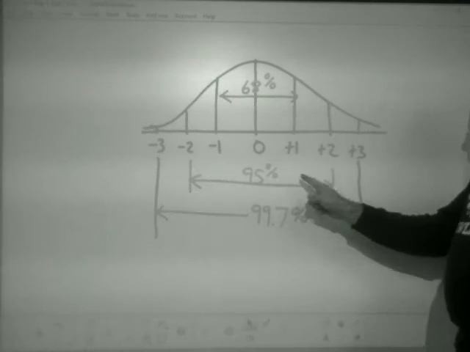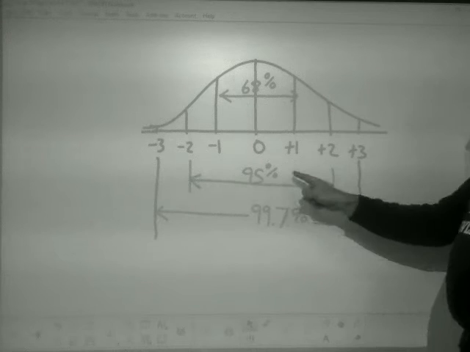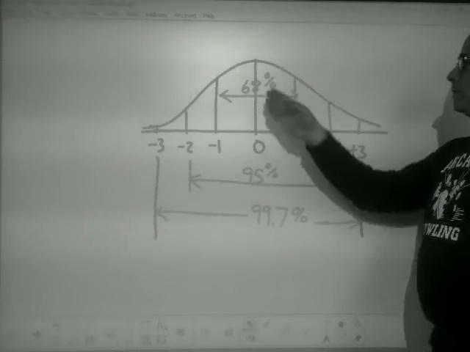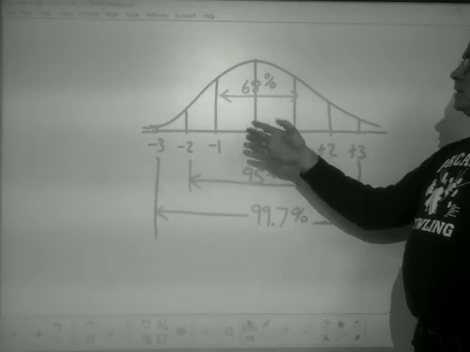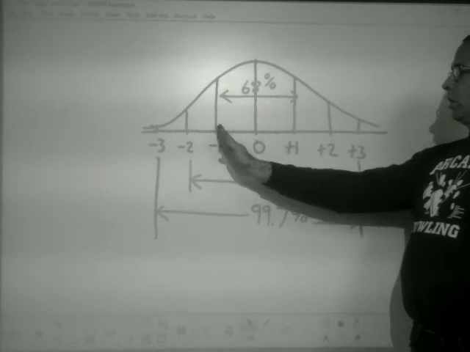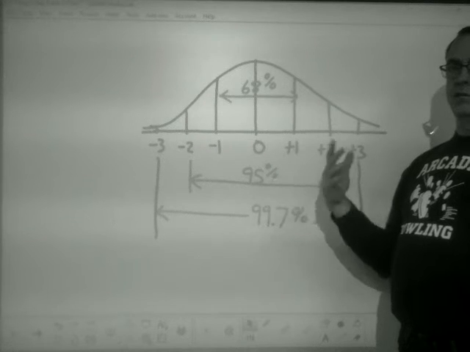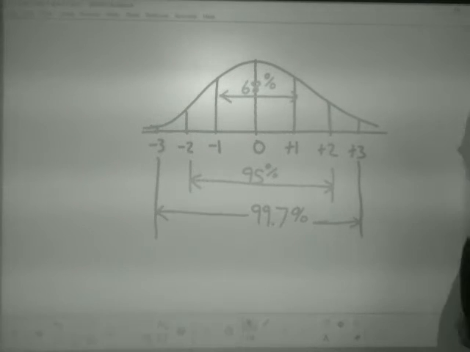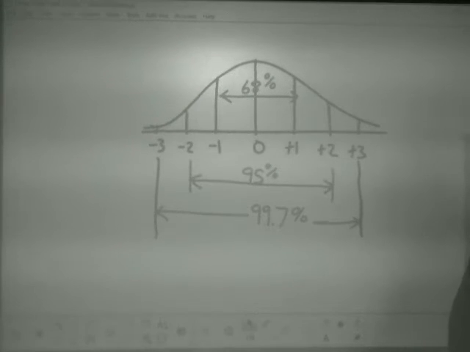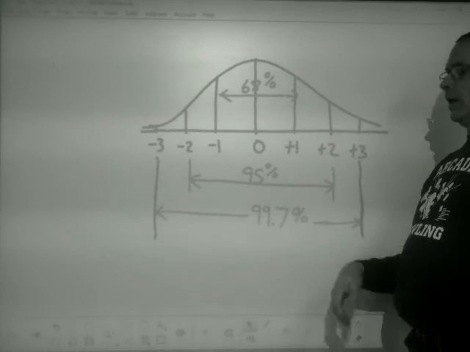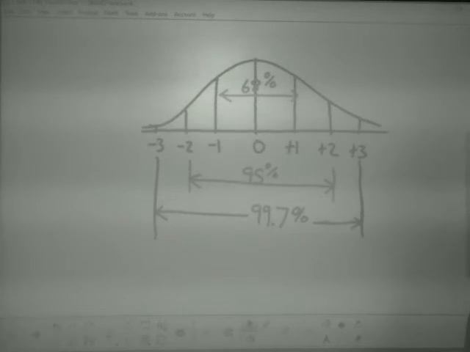95% of all of our observations will fall between -2 and +2, and 99.7% of all of our observations fall between -3 and +3. So if this was height, for example, here's our average height. 68% of the people lie within 1 standard deviation of the height for what's average. 95% of the people are within 2 standard deviations, and almost everybody is within 3 standard deviations for height.